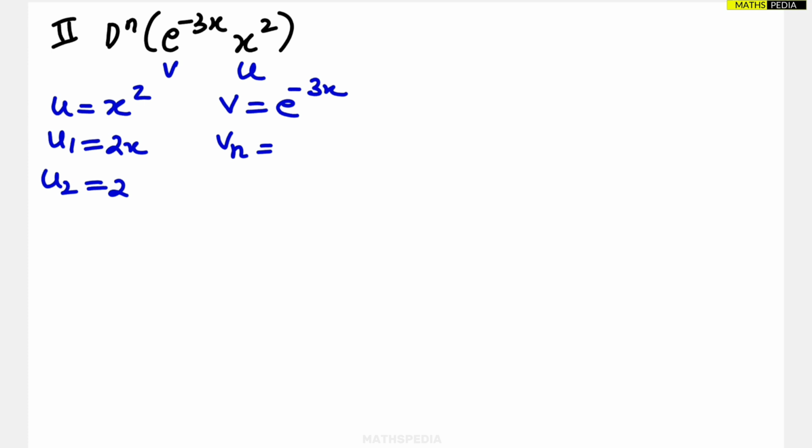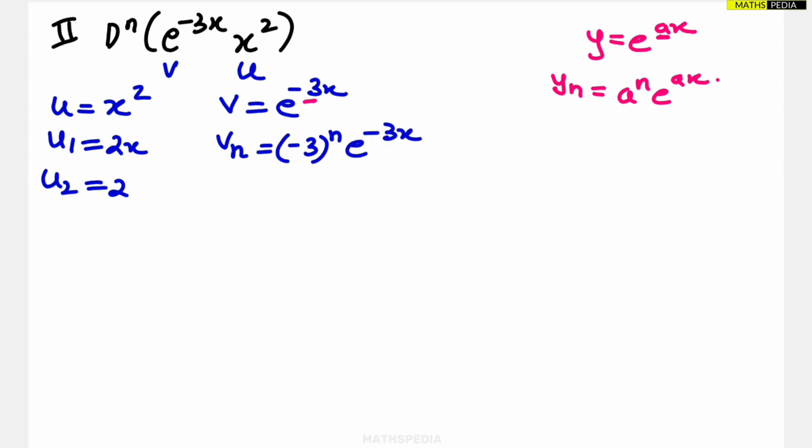Now the problem is there. What is the problem? When y is equal to e power ax, then the nth derivative, because in place of x someone else is sitting. Who is sitting? Minus 3 is sitting. So the nth derivative of that is a power n into e power ax. This is the formula. So same applies here. What is a value? Minus 3. So minus 3 power n into e power minus 3x. This is the nth derivative.